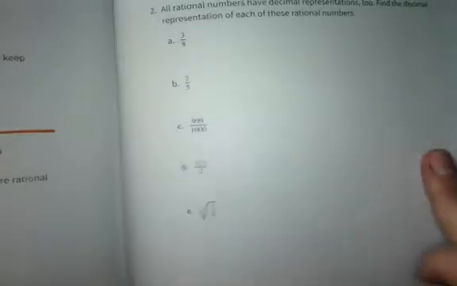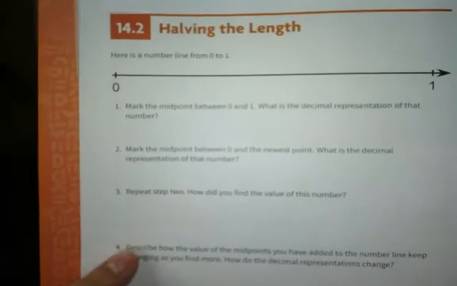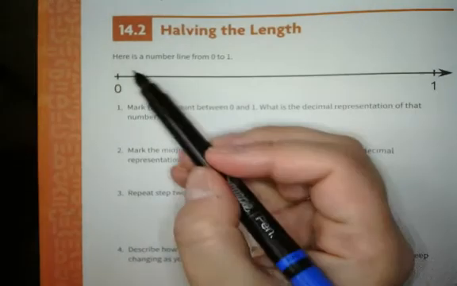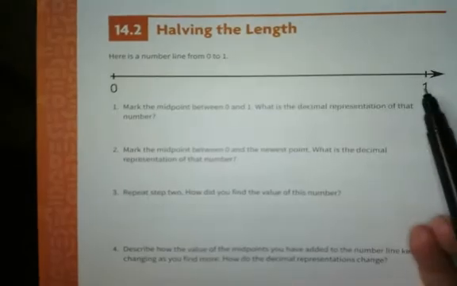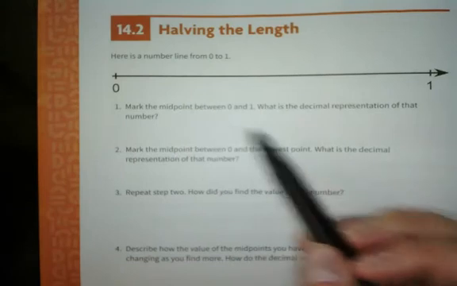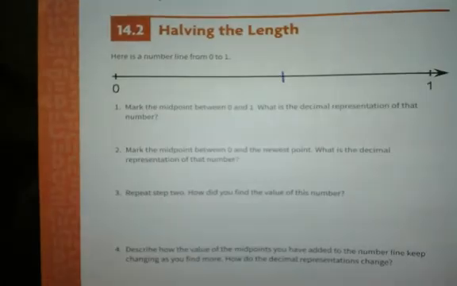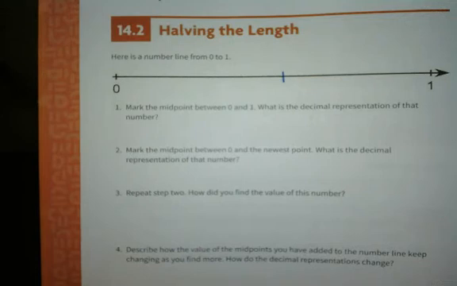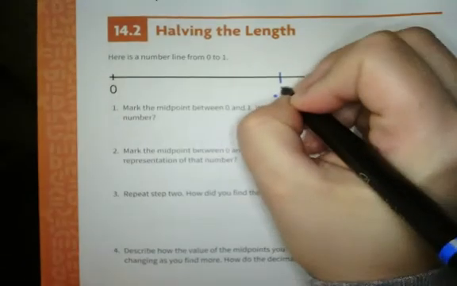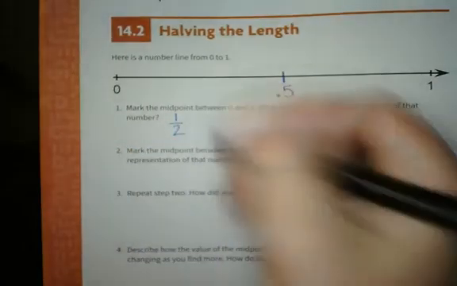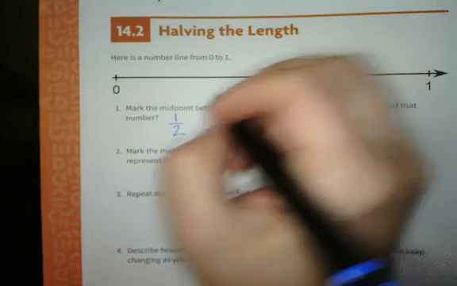Okay, now let's go to 14.2, halving the length. Cutting it in half. All right, here's the number line from 0 to 1. Mark the midpoint between 0 and 1. Well, if I go halfway between 0 and 1, we're right about here. So what's the decimal representation of that number? Okay, 0.5, because it's halfway between. So it could have been 1/2, but they wanted the decimal.